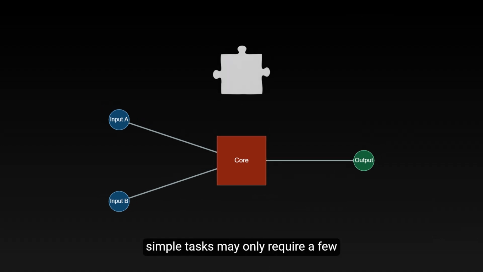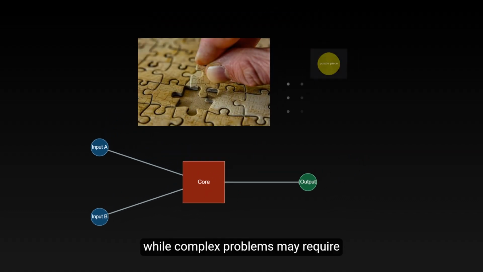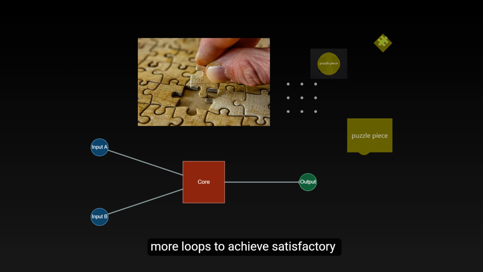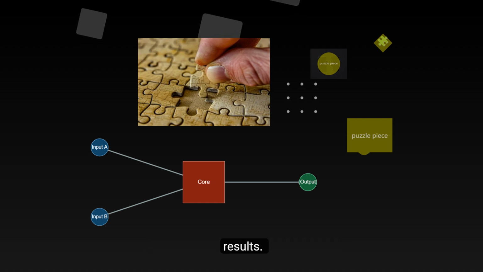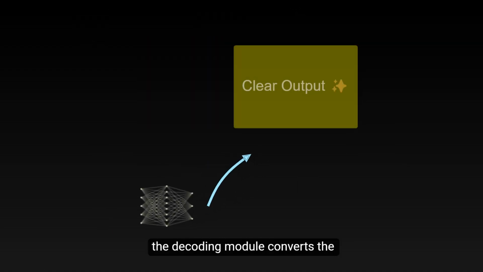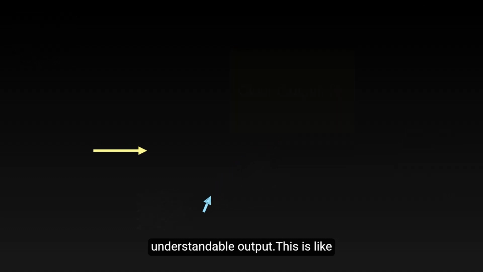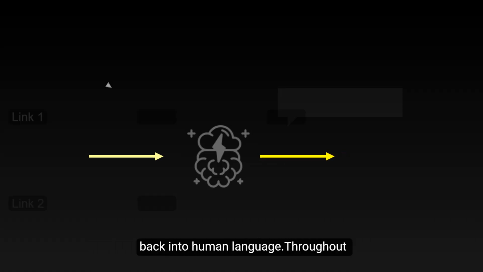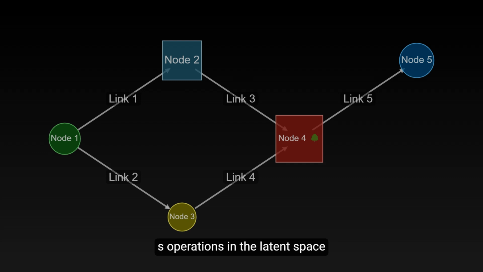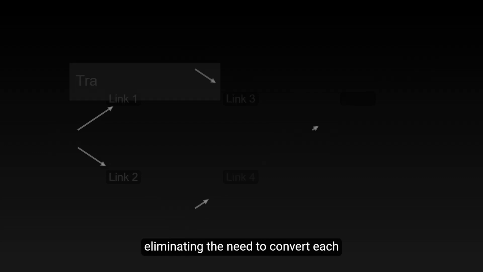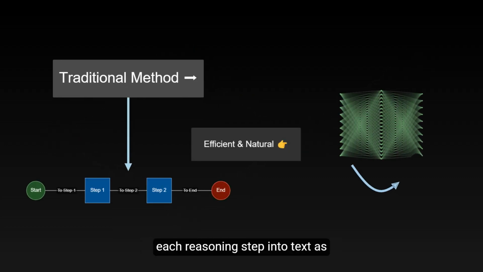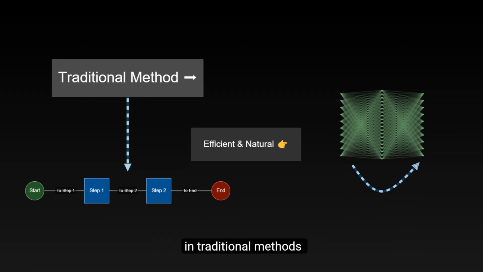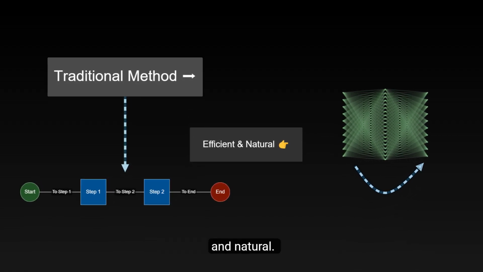Simple tasks may only require a few loops to arrive at an answer, while complex problems may require more loops to achieve satisfactory results. Finally, the decoding module converts the final latent state back into a human-understandable output. This is like translating the computer's thinking results back into human language. Throughout the process, the model's operations in the latent space are continuous, eliminating the need to convert each reasoning step into text as in traditional methods, making computation more efficient and natural.